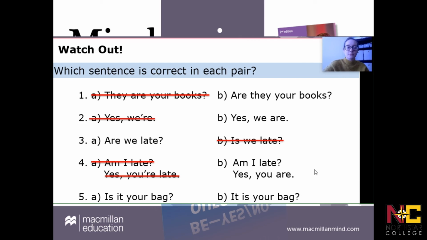Number 5, A, is it your bag? B, it is your bag. A. You're asking a question, so the verb is has to come first, and then it, because that's the order for questions.